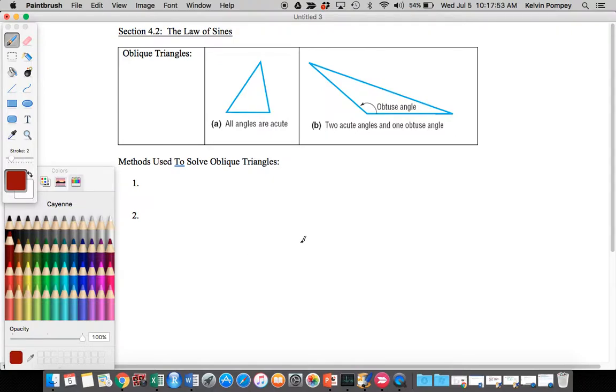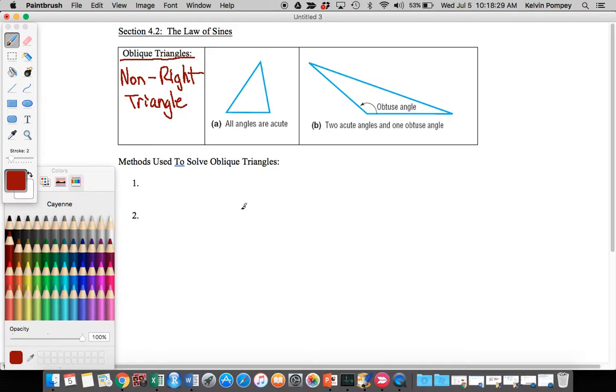In section 4.2, we're going to talk about a couple of methods, and we're going to focus on just one of those methods on how we can solve other types of triangles. And so this section is called the law of sines. The other type of triangles that we want to solve in addition to solving right triangles are called oblique triangles. And basically oblique triangles are, I guess this might not be a proper term, but non-right triangles. So any triangle that is not a right triangle, we're going to call an oblique triangle. That's our definition for oblique triangle.